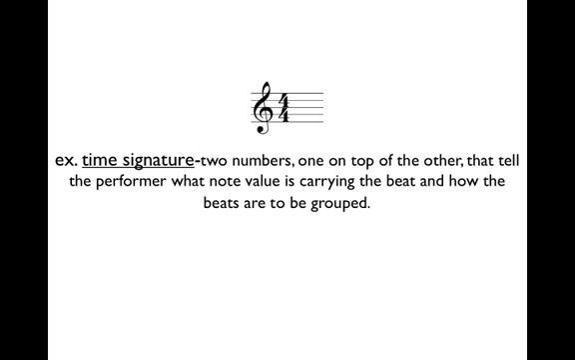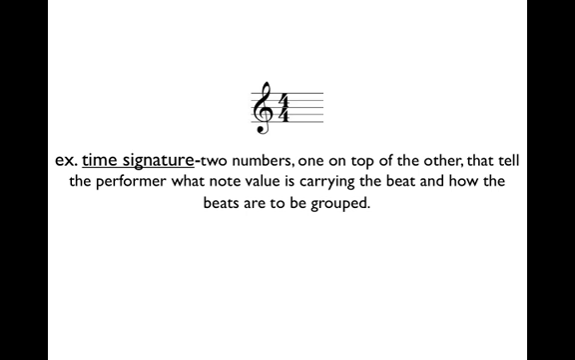A time signature is a symbol that's used in music. It usually consists of 2 numbers. Sometimes it looks like the letter C, but usually it's 2 numbers, one on top of the other, that tell the performer what note value is carrying the beat. We don't need to worry about whether it's a quarter note or a half note or an eighth note, and that's the bottom number. And then it tells you how many beats there are per group.